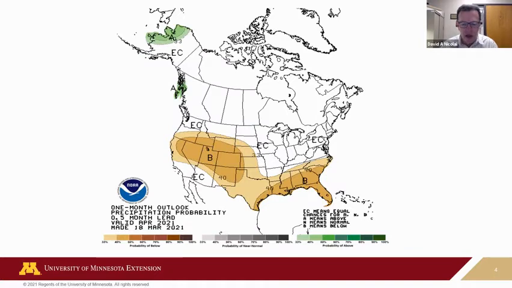The precipitation forecast for the month of April does indicate equal chances for moisture across the upper Midwest, but if we look at the precipitation scheme.